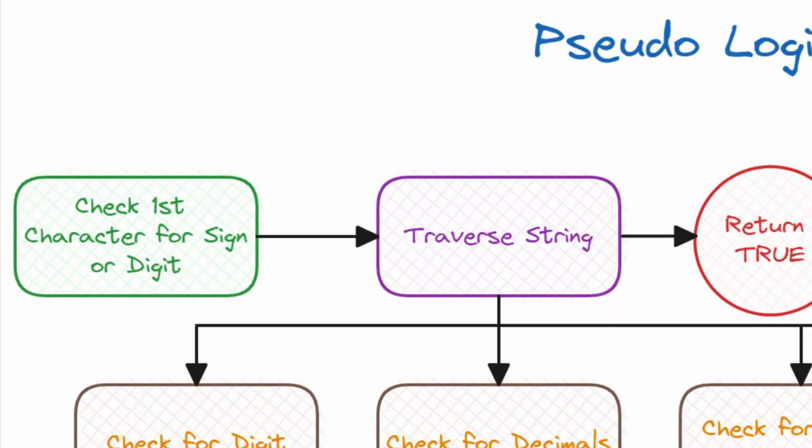First, we must always have signs as the very first character. A numeric string can start with a sign, positive or negative, but if a sign appears elsewhere, it's a red flag.